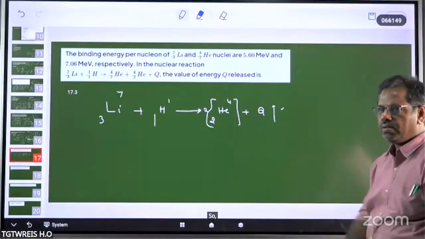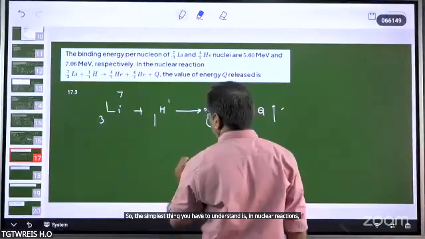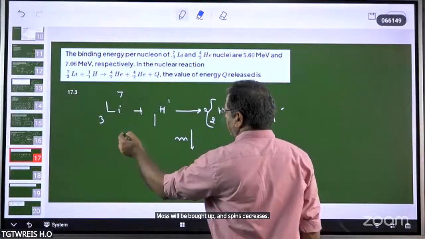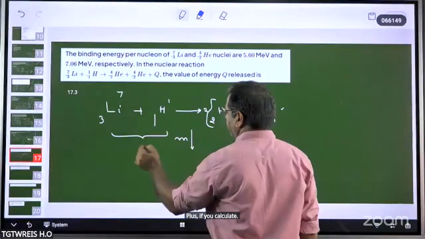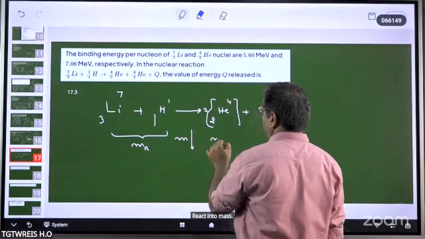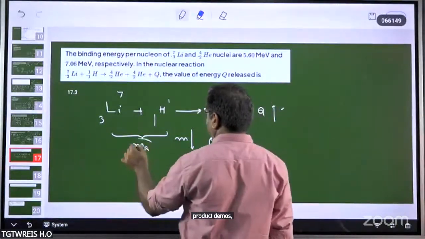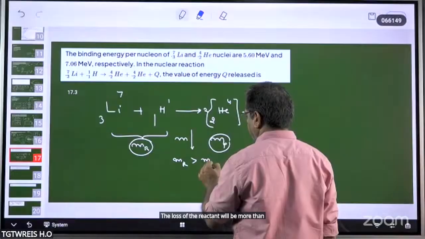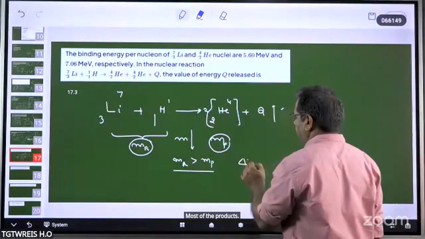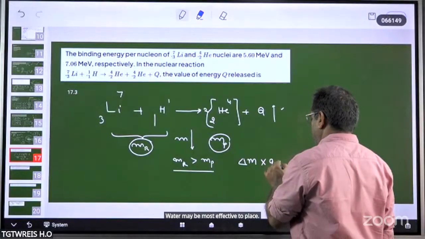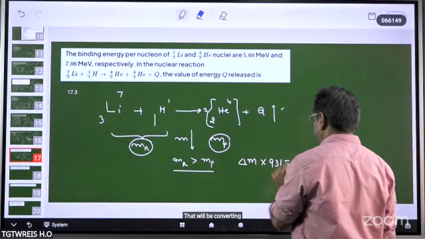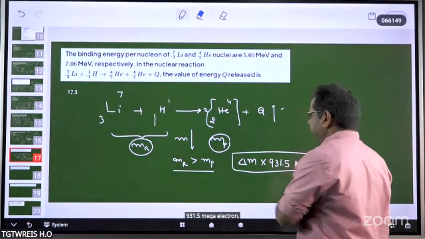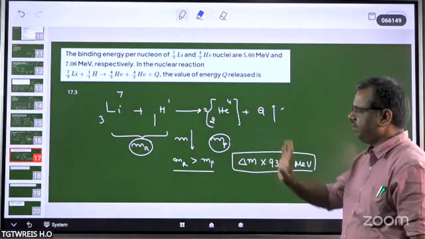The simplest thing you have to understand is that in nuclear reactions, mass decreases. If you calculate the reactant mass and the product mass, the mass of the reactants will be more than the mass of the products. This mass defect is converted in the form of energy, 931.5 mega electron volt per amu. This thing will take place first of all.